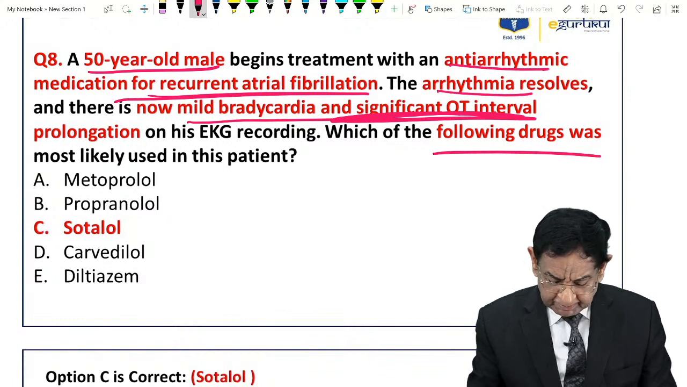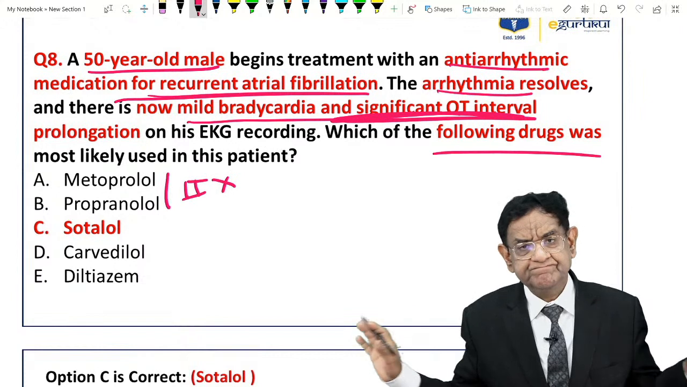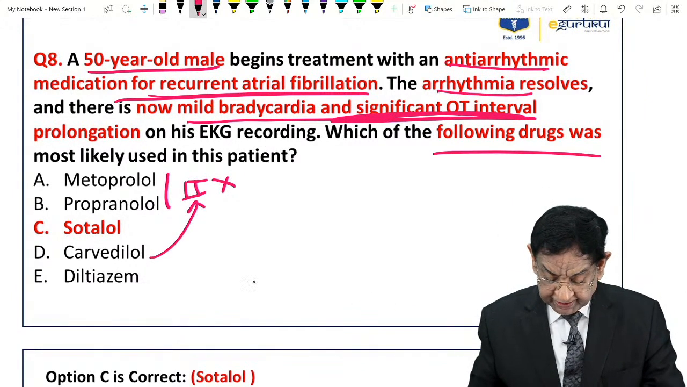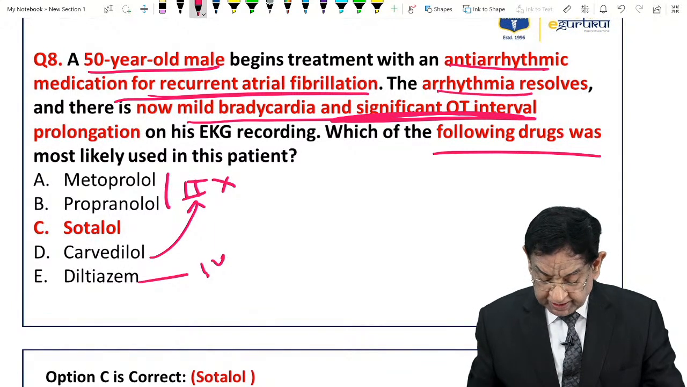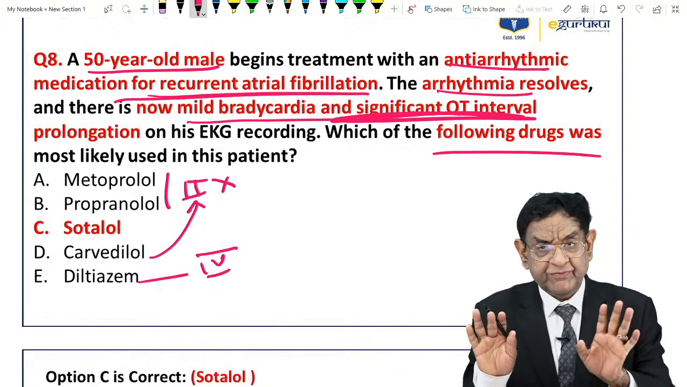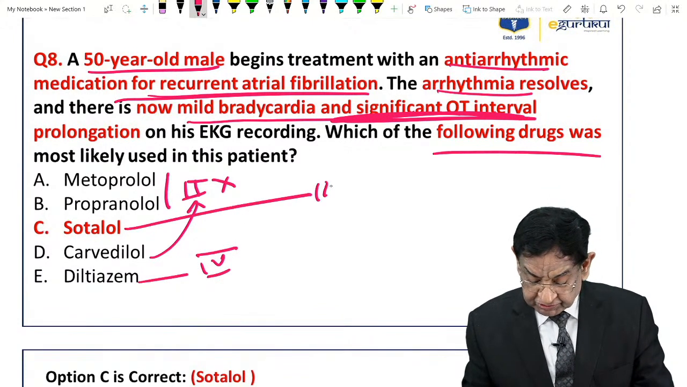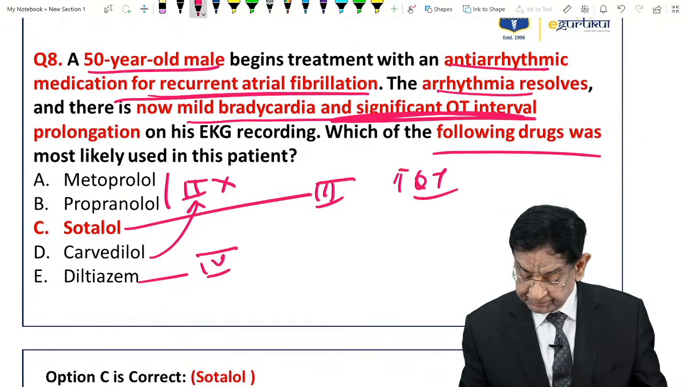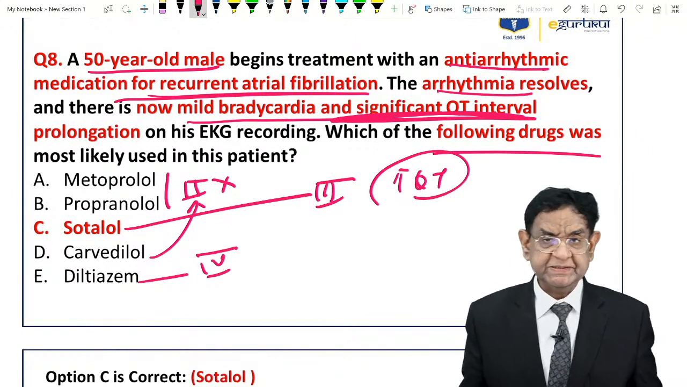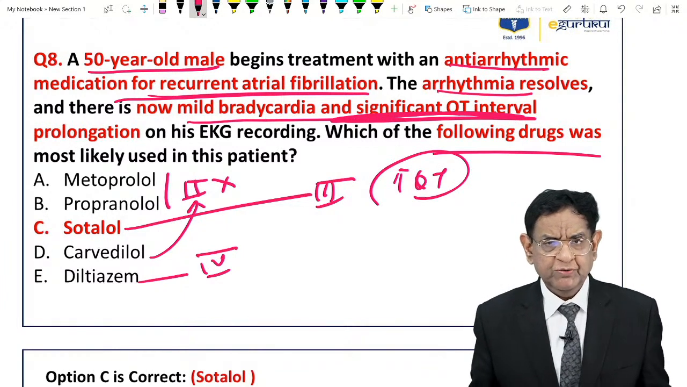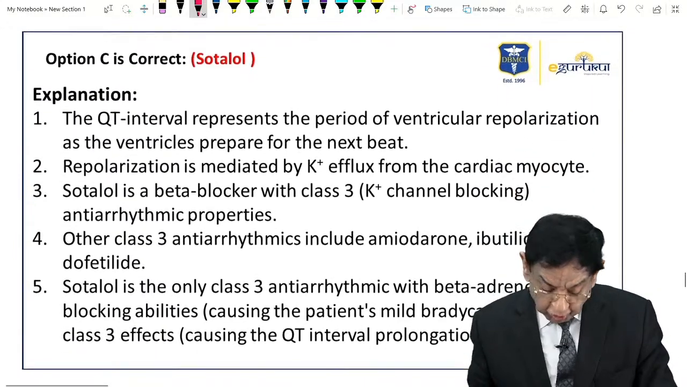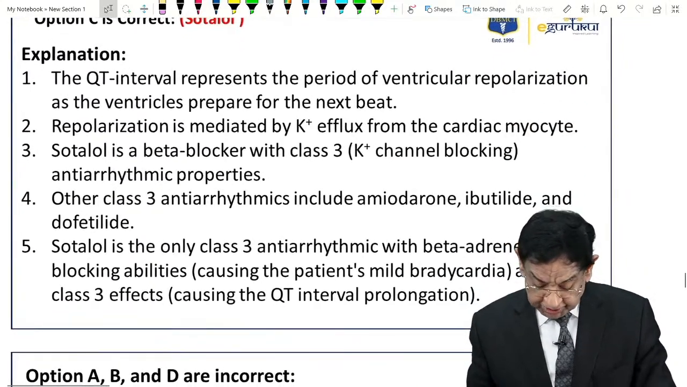So let's look. Metoprolol is class 2, and doesn't have an effect on QT interval. Carvedilol, again a beta blocker, no effect. This one is a class 4 drug, a calcium channel blocker, no effect. This is a class 3 drug, and that leads to prolonged QT interval. Straightforward. Now our basic concepts are very clear, so we can see the QT interval prolongation is by sotalol. Let's read more about sotalol and also about the QT interval.